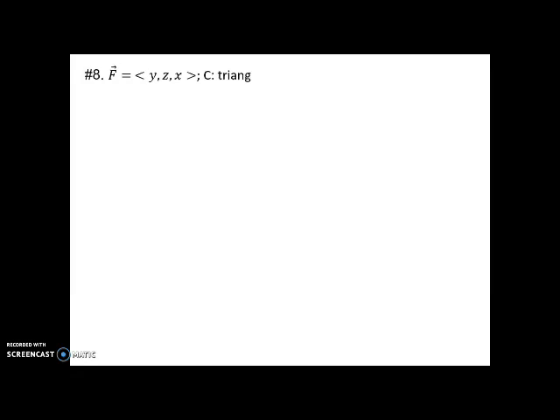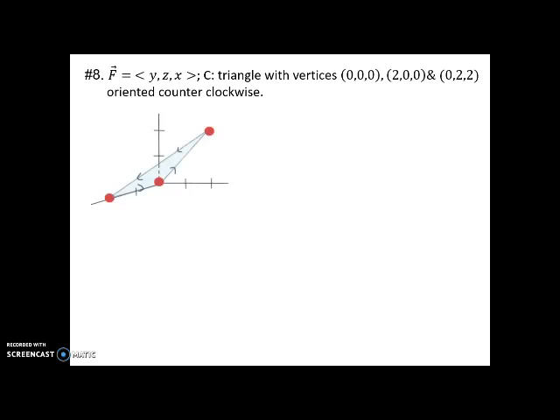Number 8. We have our vector field, and this time the curve is a triangle with these 3 vertices, again oriented counterclockwise. So there's a picture of the triangle with the 3 points in red. Made them a little large, didn't I? And there are actually 3 curves then, one for each side of the triangle, C1, C2, and C3. And there's the integral we need.